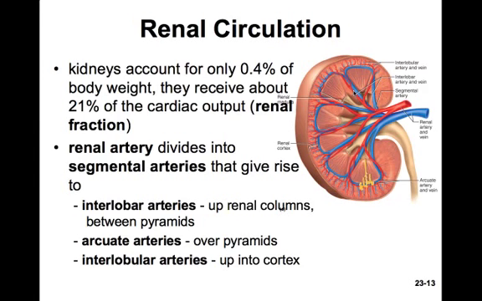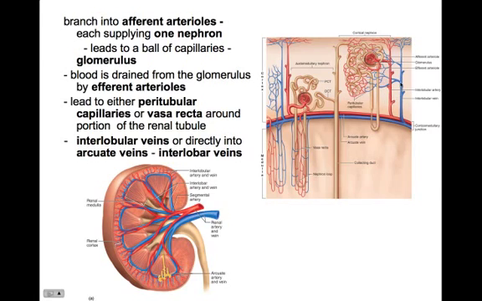The interlobar arteries move up the renal columns between the pyramids. And then, as they curve up and over the pyramids, they're called arcuate arteries. And from each of the arcuate arteries stem multiple interlobular arteries. So interlobar go between the pyramids, interlobular move through the cortex. These interlobular arteries then divide into afferent arterioles, and the afferent arterioles supply one nephron each.